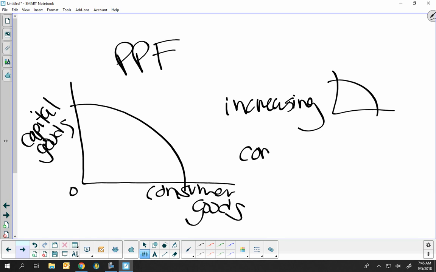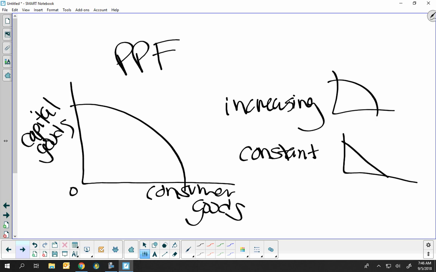What's the other one? Constant. And that one is like a straight line where the opportunity cost is constant. What are two goods that would have a constant PPF curve between them? Chips and Lay's. Well, Lay's is a type of chip. Chips and bread. Chips and mashed potatoes. Chips are made of potatoes, and bread is not made of potatoes.